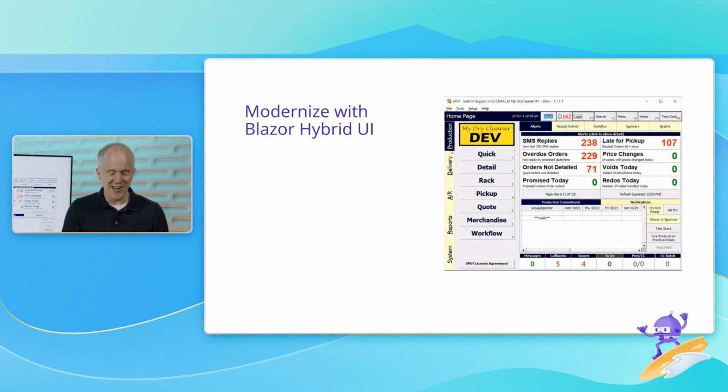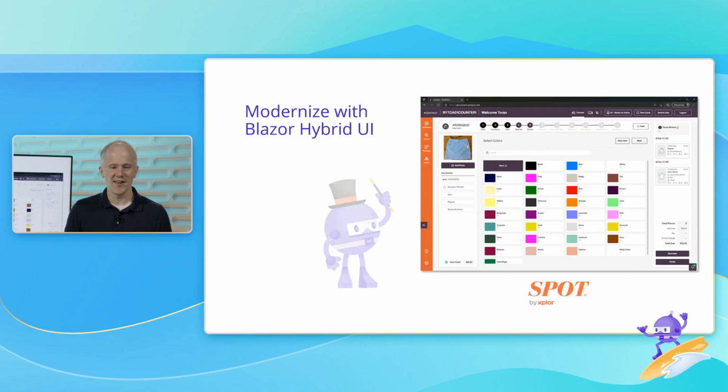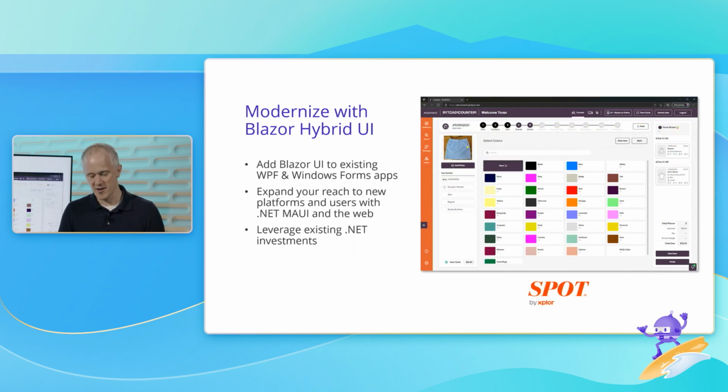This app that you see here is a legacy point of sale application for dry cleaning businesses. And the company that built this completely redid the UI using Blazor. There's a spot from Spot by Explorer. And that enabled them to take their existing application and move it to the web. So we have introduced not only Blazor Hybrid support for .NET MAUI, but we also have Blazor WebView controls for WPF and WinForms so that you can use Blazor to modernize your existing Windows desktop apps.